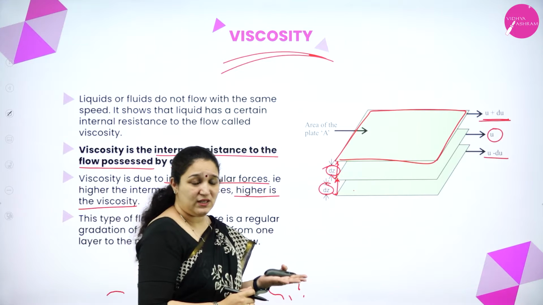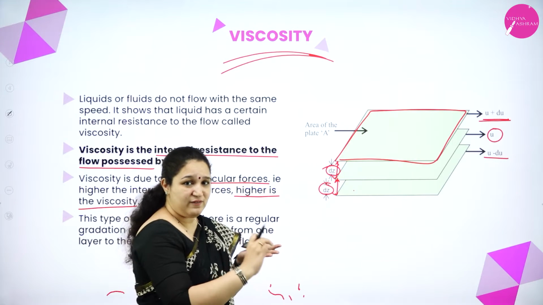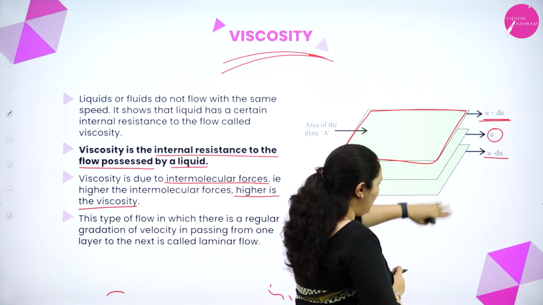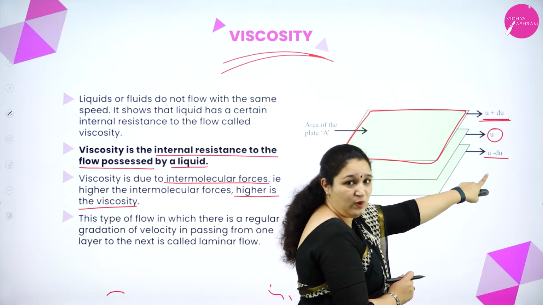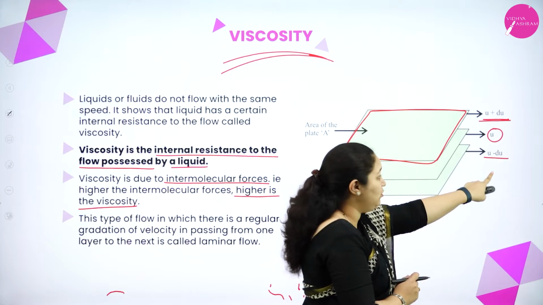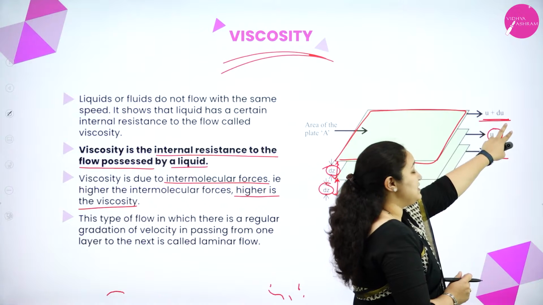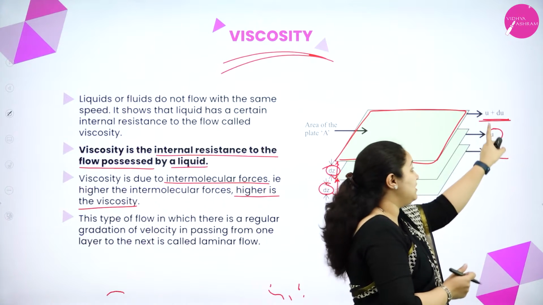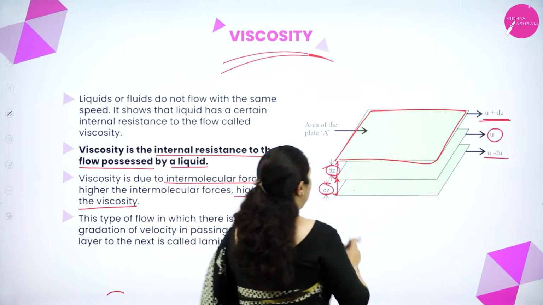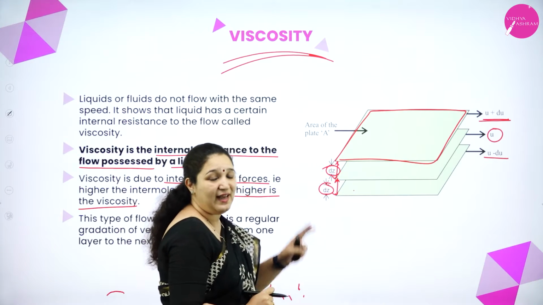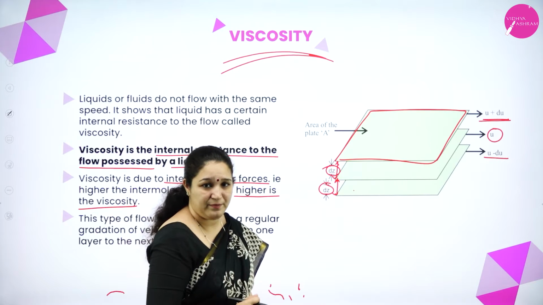So u is the velocity of the middle layer. The layer on the surface will move slower, so u minus du, a small change in velocity. The upper layer is moving a little faster, so it is u plus du. The distance between the two layers is considered as dz and the area is considered as A.